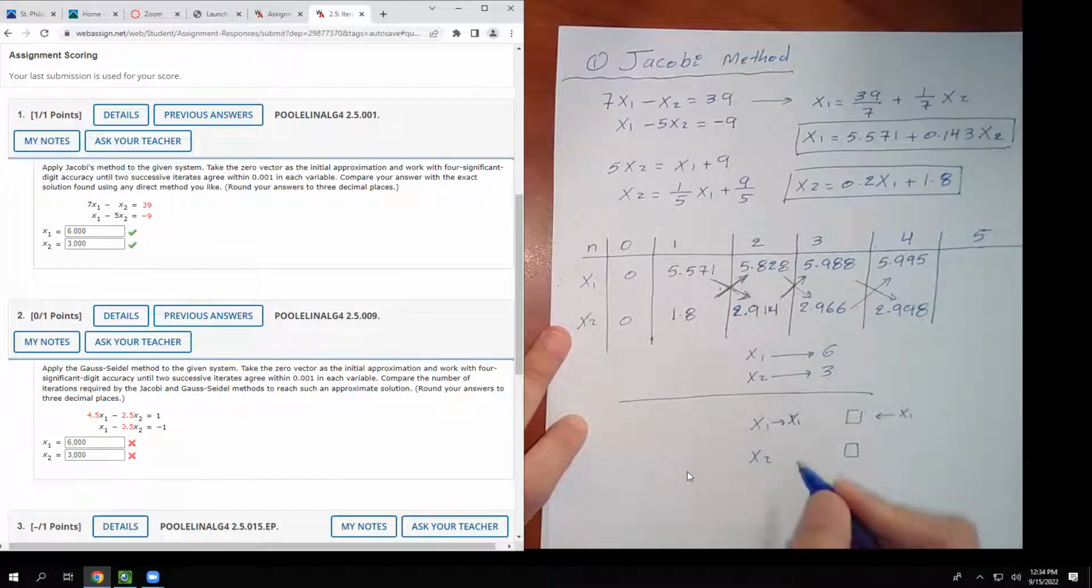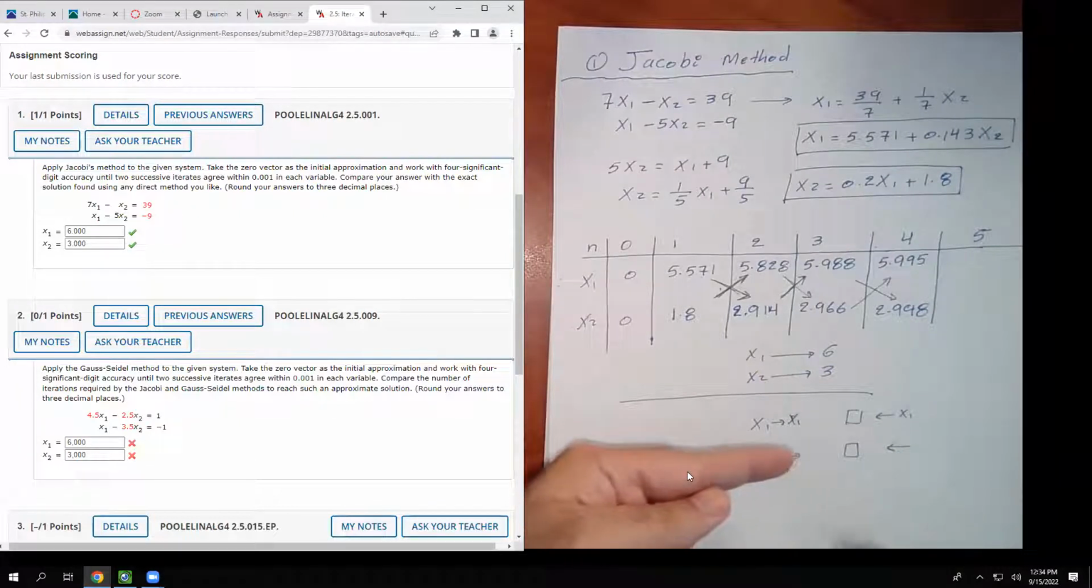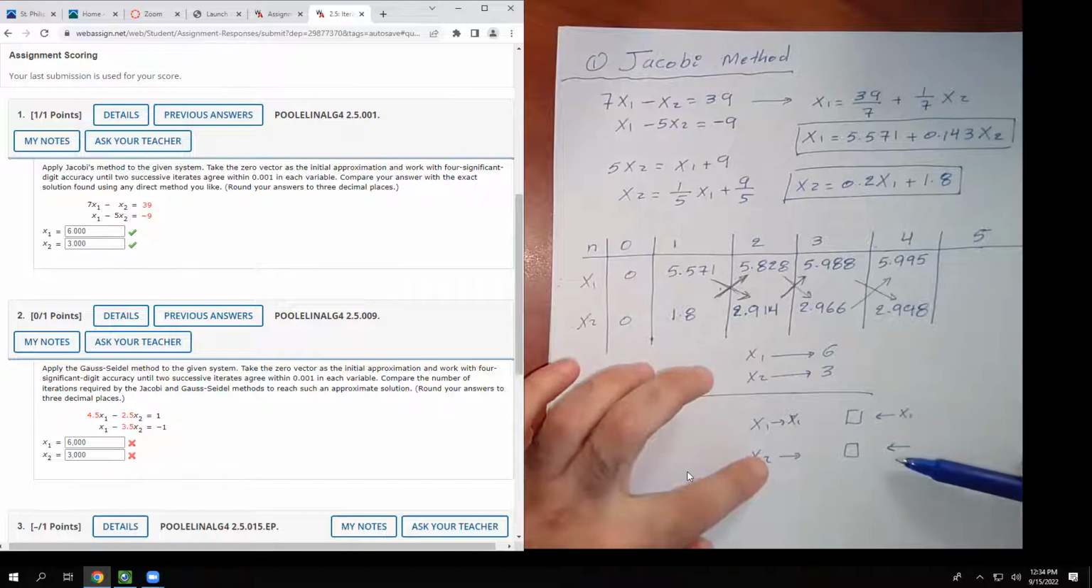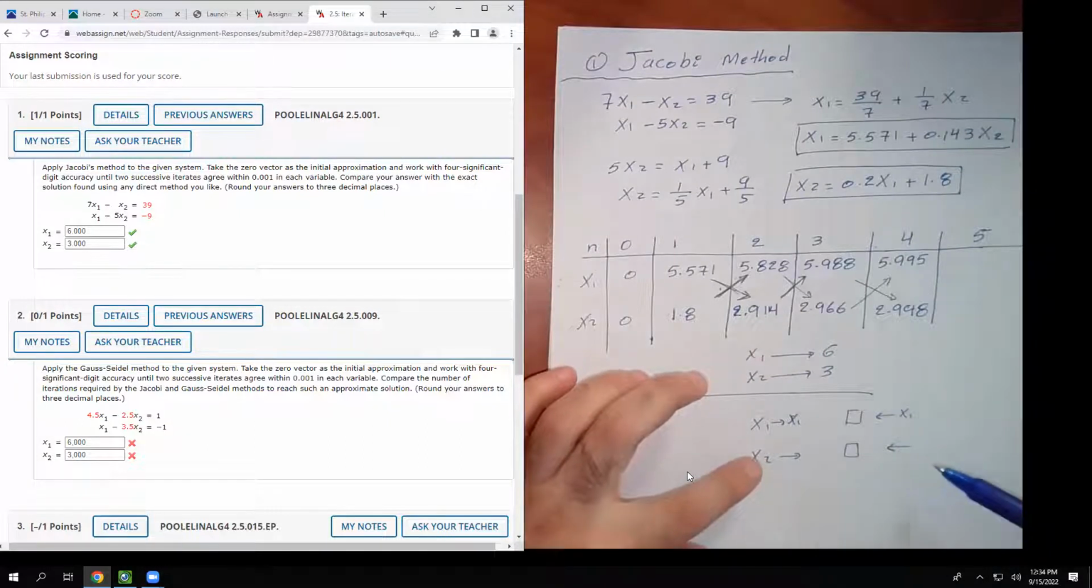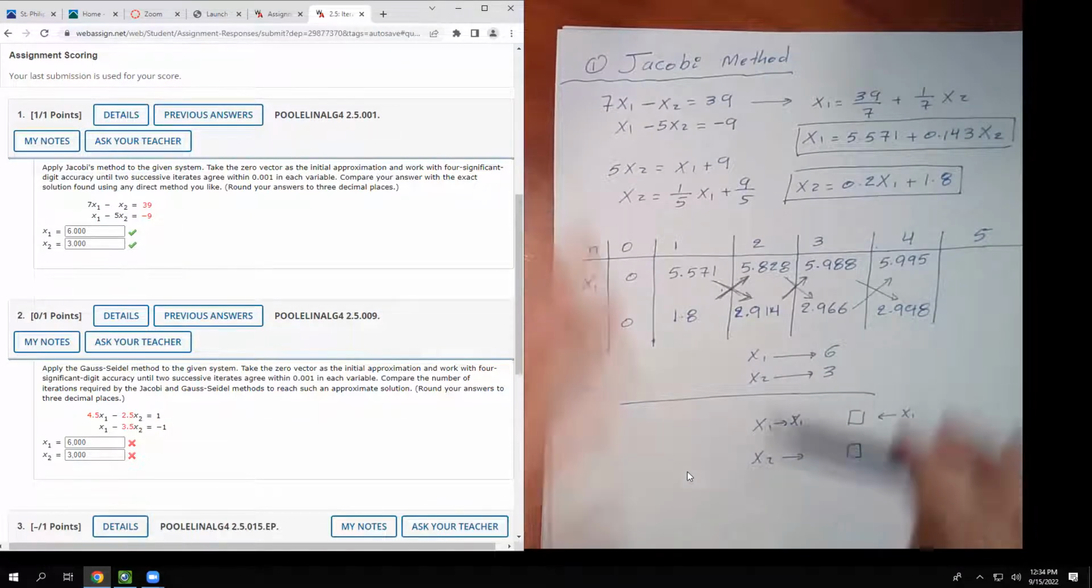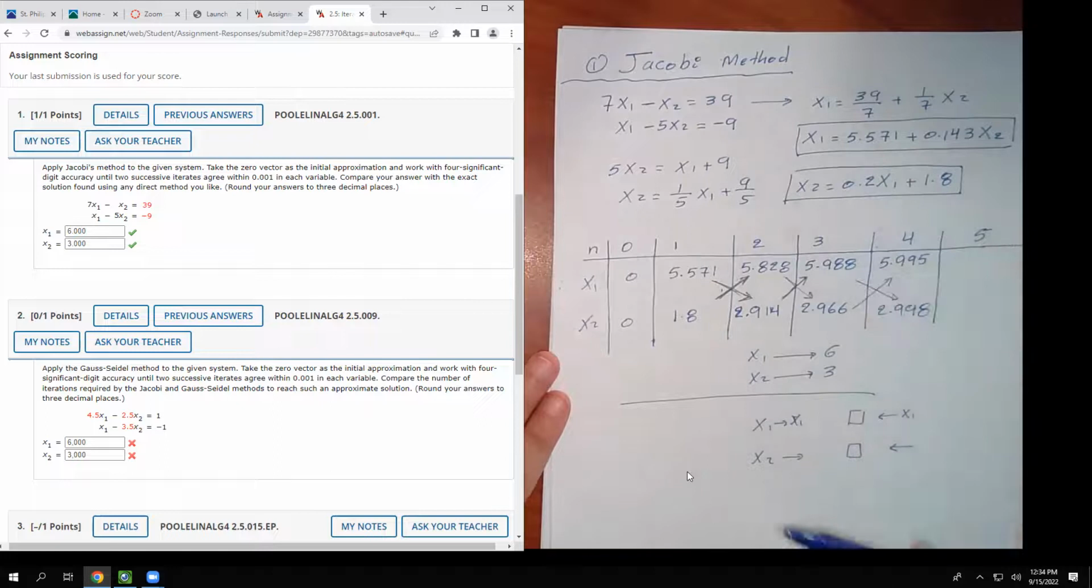x2, the same thing. The first x2 is going to be here, the second x2 is going to be here. It's going to be positive, then negative, positive, negative, and keep going until we reach the exact solution. That's the difference between the Jacobi method and the Gauss-Seidel method.